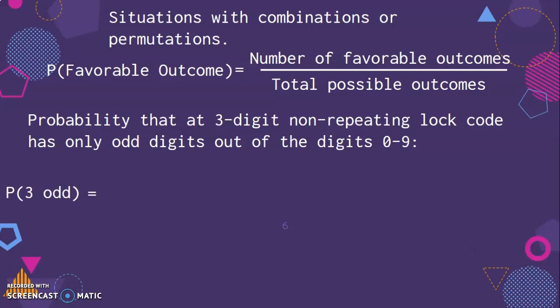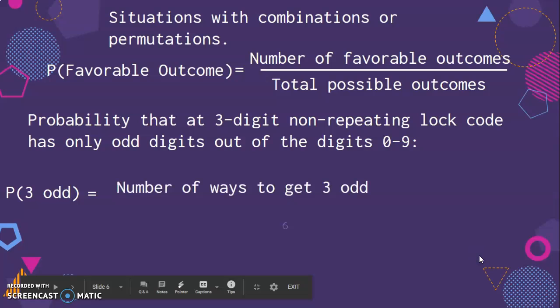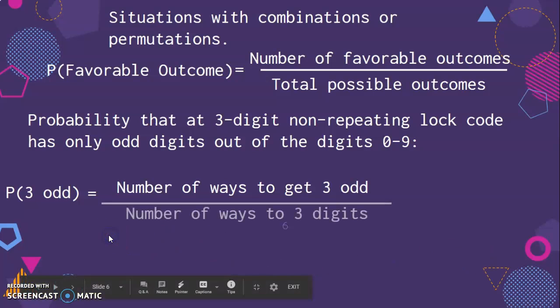So we're going to write the probability of 3 odd digits. We're going to calculate the number of ways to get 3 odd digits and divide that by the number of ways to just get 3 digits total. So how many different ways can we just get 3 digits out of my 0 through 9?